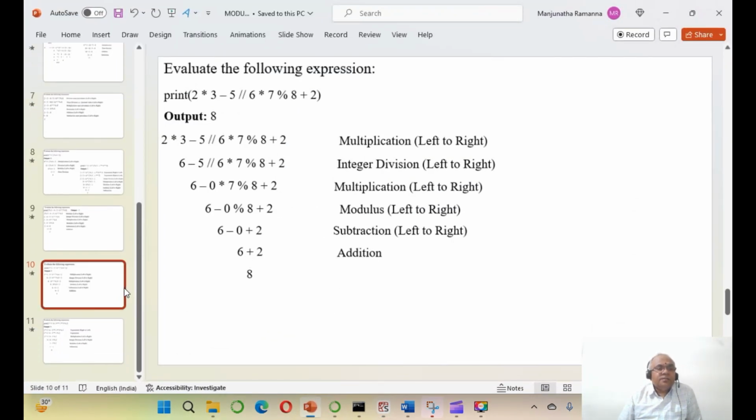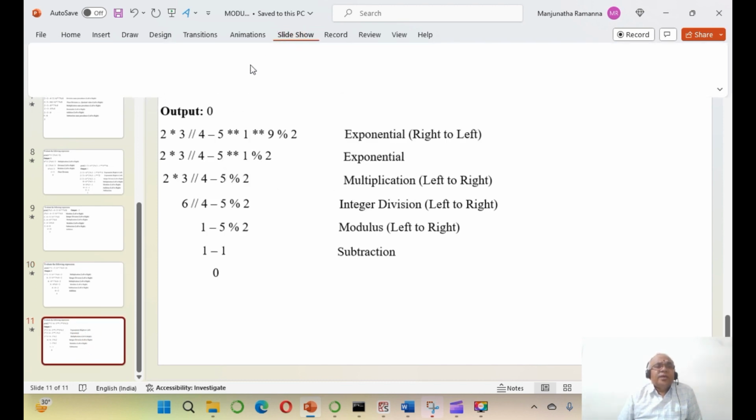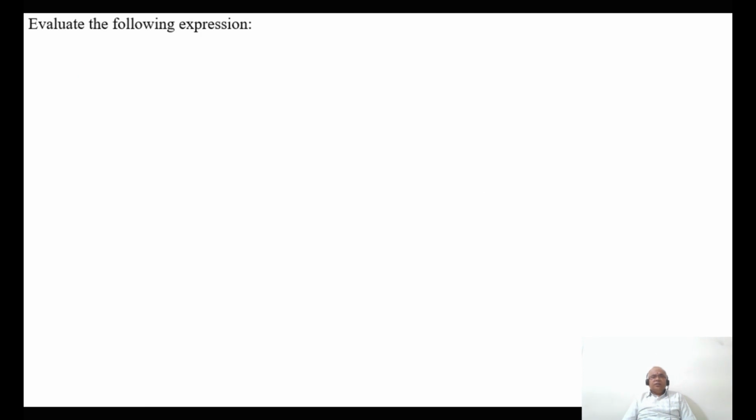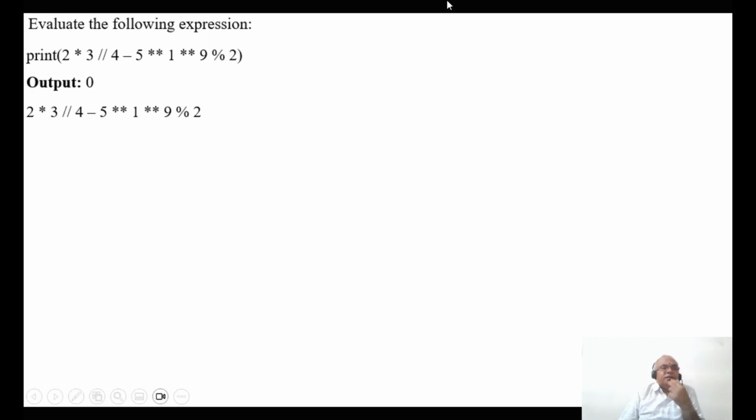Now we will go for one more evaluation. Evaluate the following expression, that is print 2 star 3 floor division 4 minus 5 double star 1 double star 9 percent 2. So this is the expression. We have star, floor division, exponential and modulus, but exponential has the highest precedence. If you have only one exponential, it goes from left to right, but since you have double exponential, you have to start from right to left.